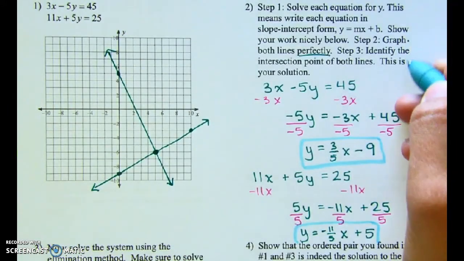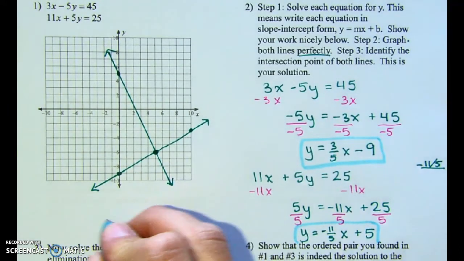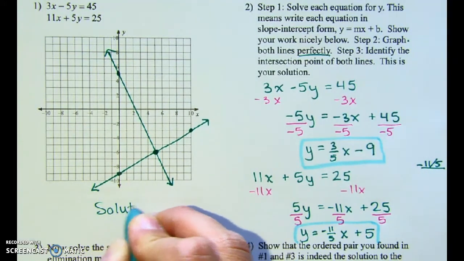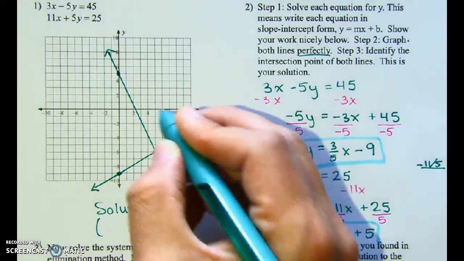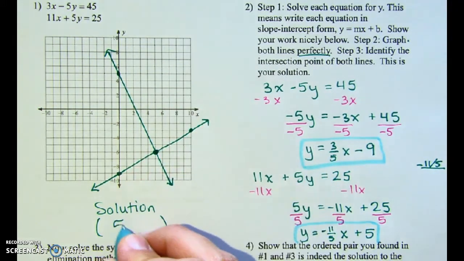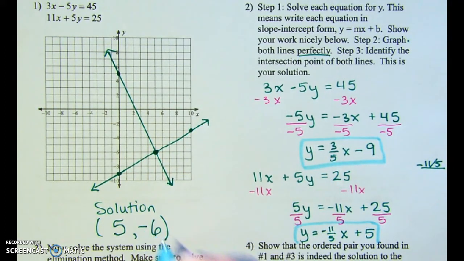Graph both lines. Identify the intersection point. Where did they intersect? Solution. What is our solution? We write it as an ordered pair. So the x value is 5 and the y value is -6. Done. No, not done.